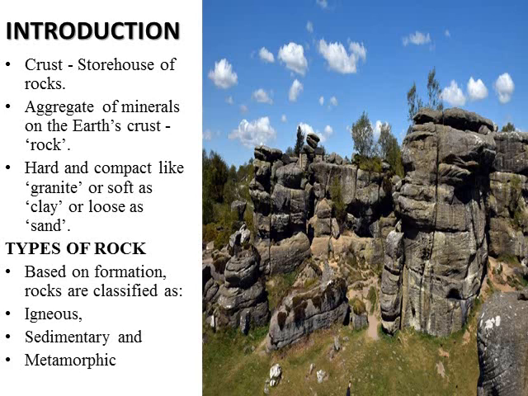So what is rock? Rock is nothing but an aggregate of minerals on the earth's crust. So aggregate means something that was formed by a group of things. An element or a group of elements combined together form an object. So aggregate means a single thing formed by a group of things. So rock is a group of minerals, or sometimes the minerals combine together to form a rock.